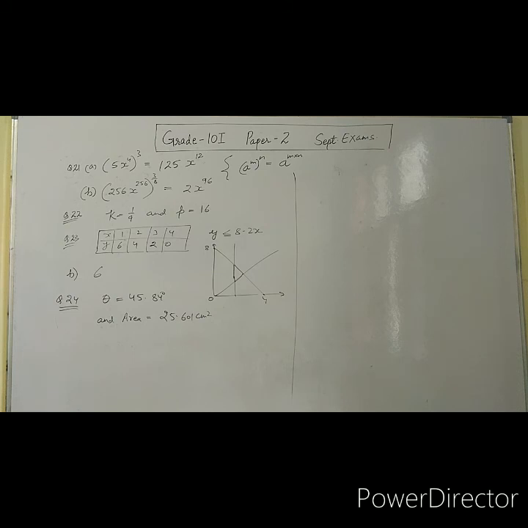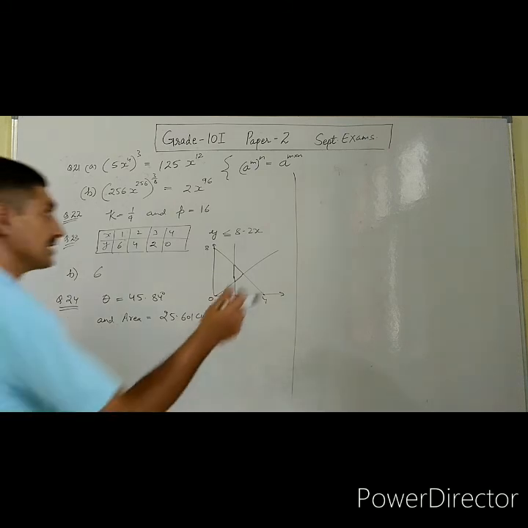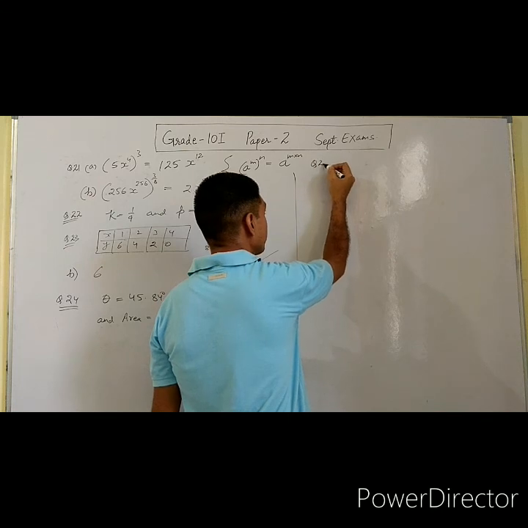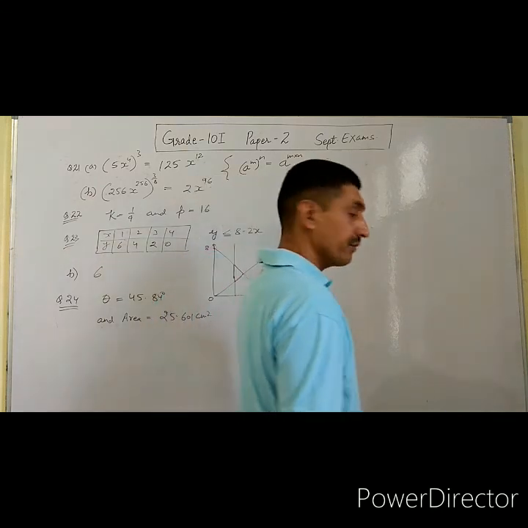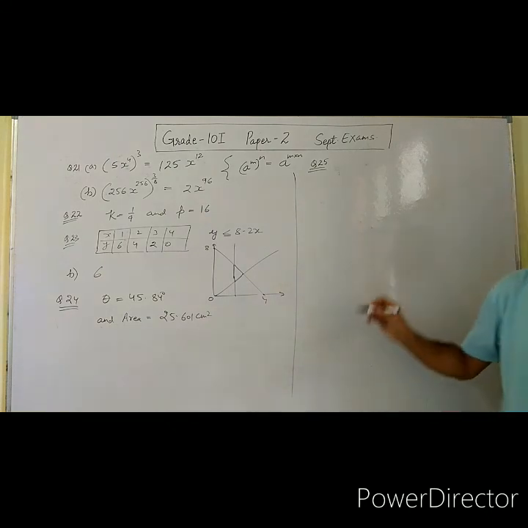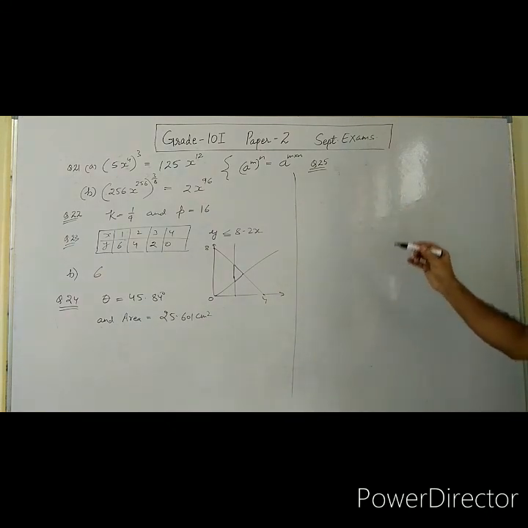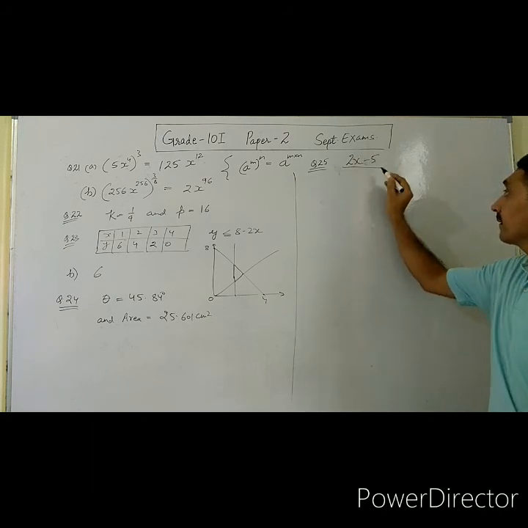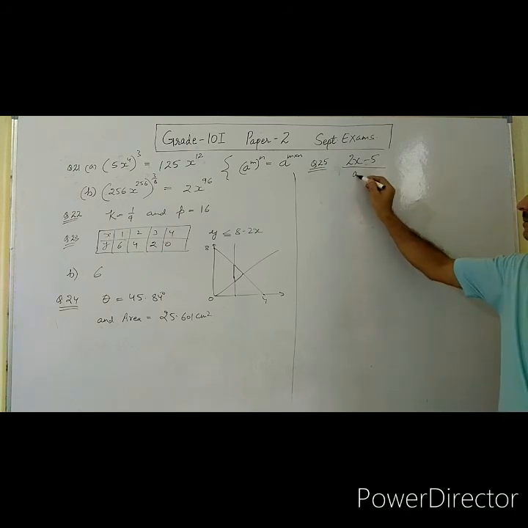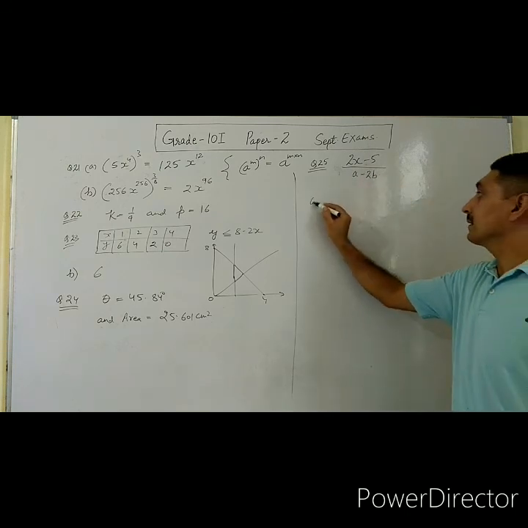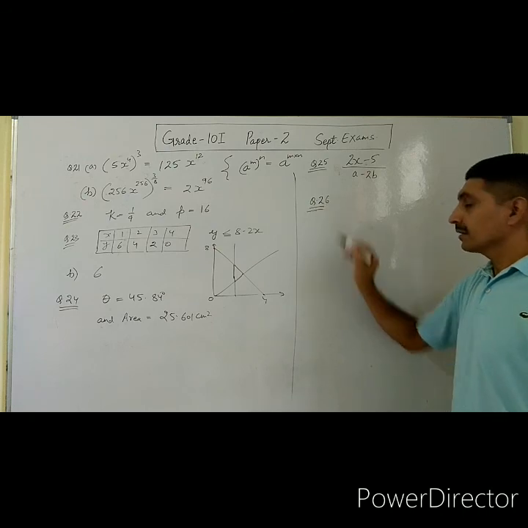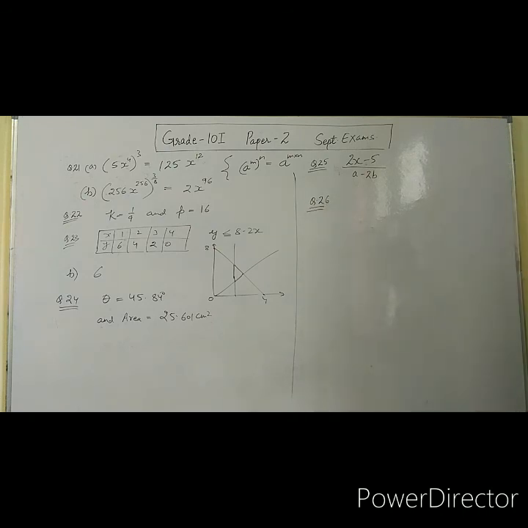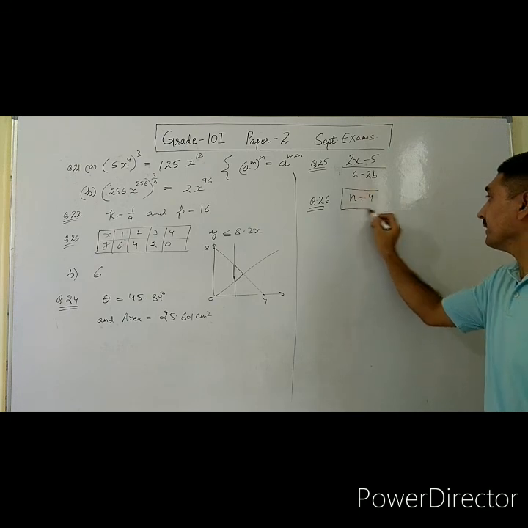Whereas in question number 25, after the polynomial is given, after solving with the common factor, here what we have, the answer is 2x minus 5 upon a minus 2b, right? And the 26th question is, here we have to find the value of n. So when we find the value of n, n is coming 4, right?